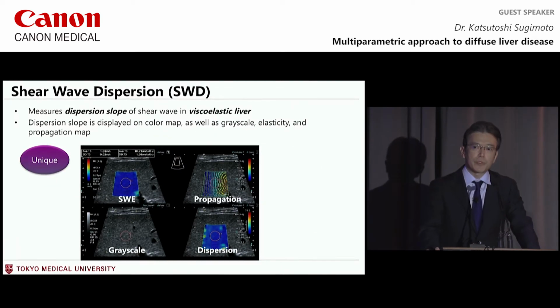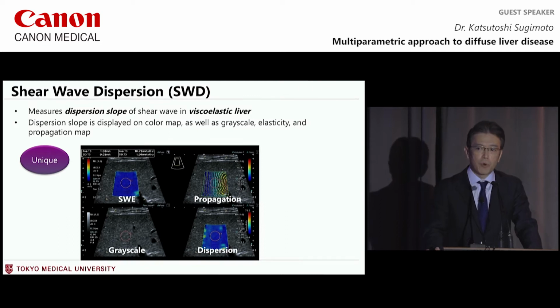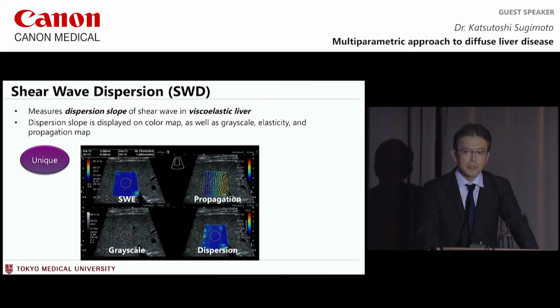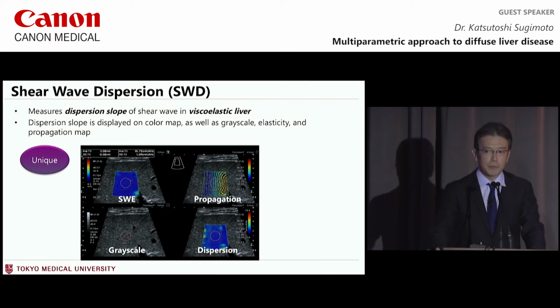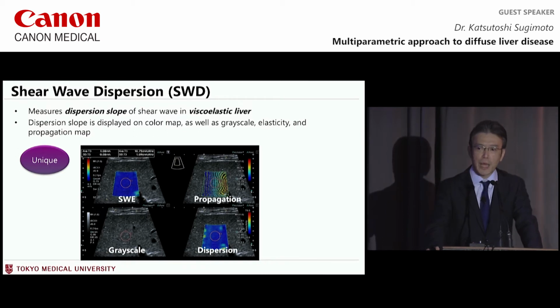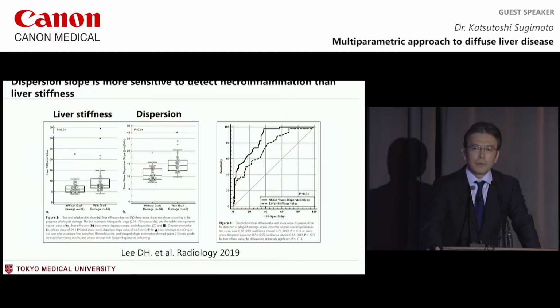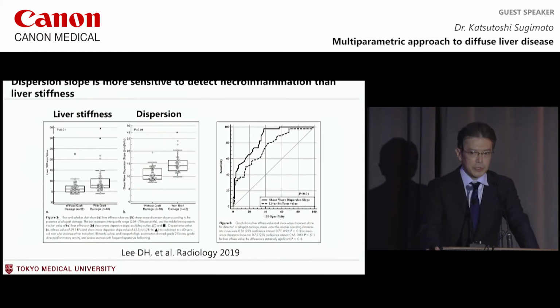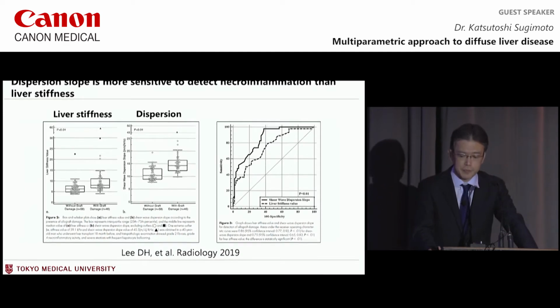Shear wave dispersion measures the dispersion slope of the shear wave in viscoelastic liver. Dispersion slope is displayed on a color map as well as grayscale, elasticity, and fluctuation map like this. Although further research is still needed, preliminary evidence shows dispersion slope is more sensitive to detect necroinflammation than liver stiffness.